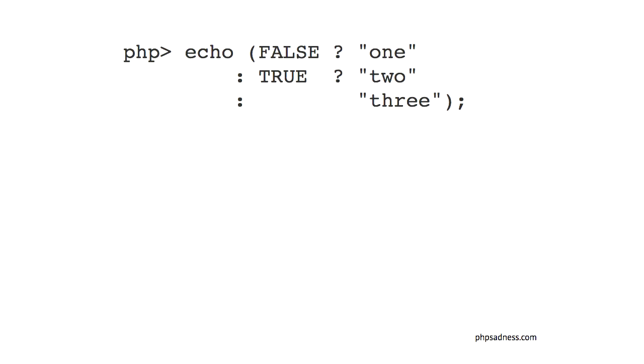If I change it, so if it's false, then I go into the second line, true, it'll print two. But if I have both of them to be true. This is because ternary operands in PHP are left associative. This one is fun. PHPsadness.com has a whole lot more of these.